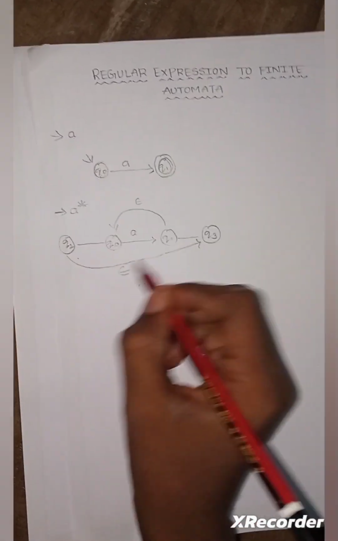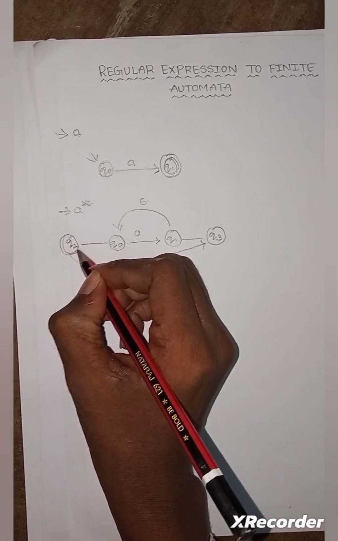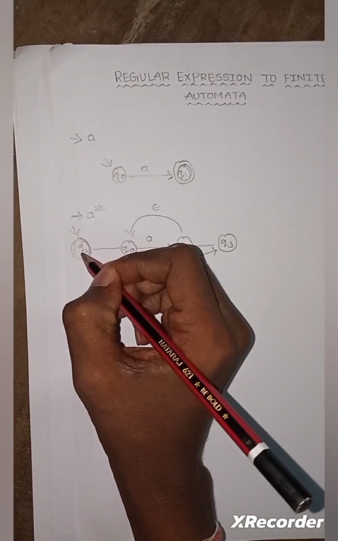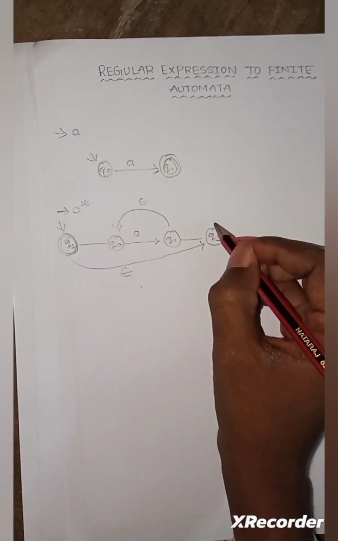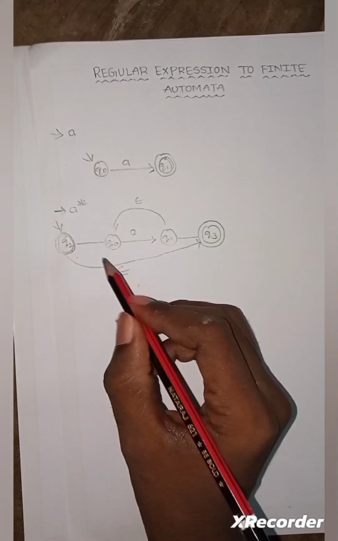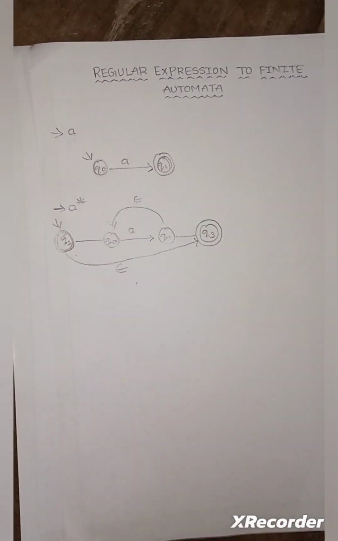And in the finite automata, there will be two states. One is the initial state, which will be represented with a single circle with an arrow pointing towards this initial state, and the other will be the final state, which will be represented with a double circle. So this is how we have to convert to the finite automata of A star.